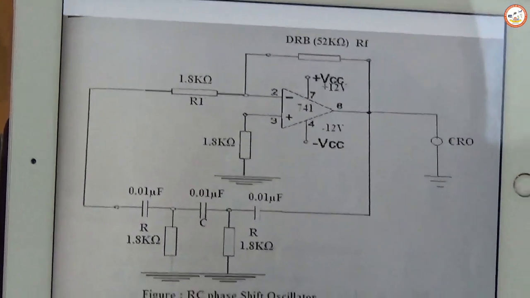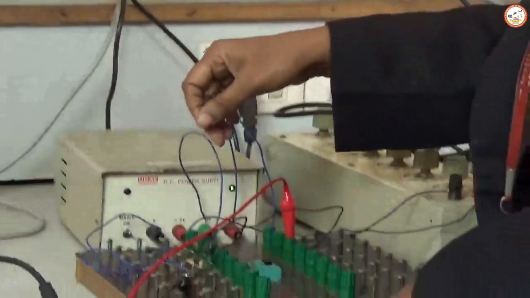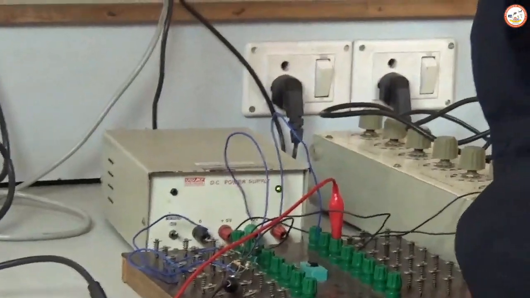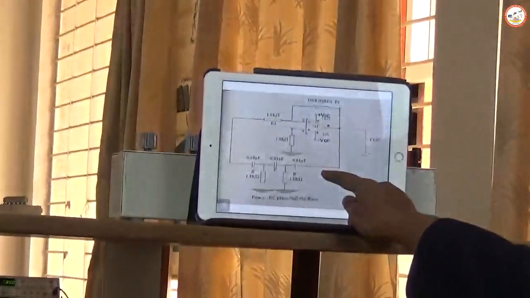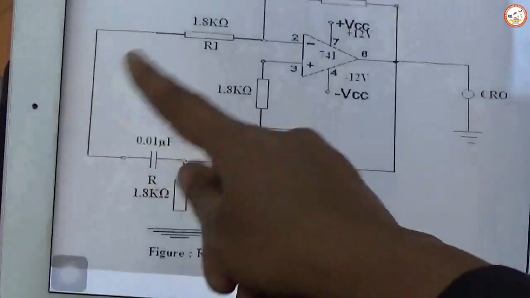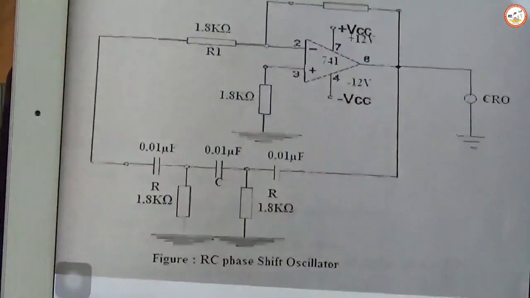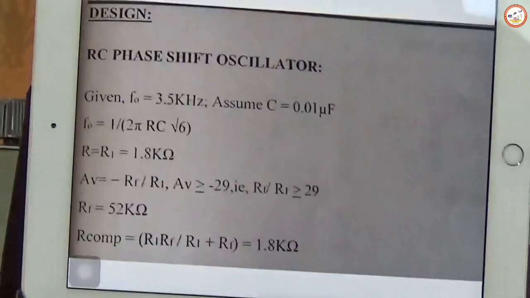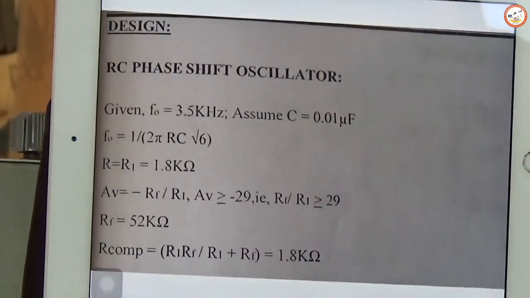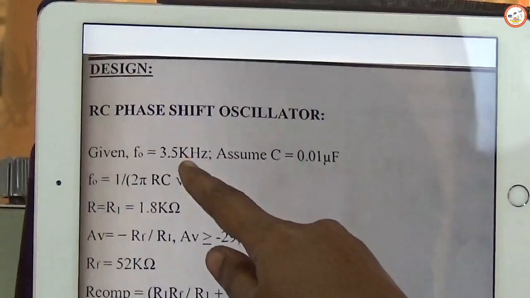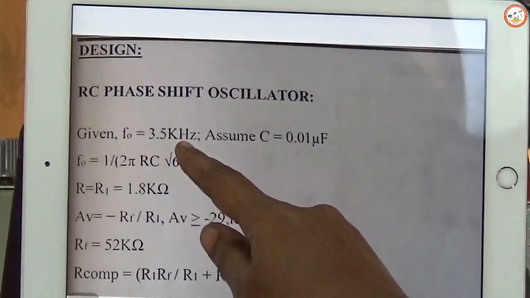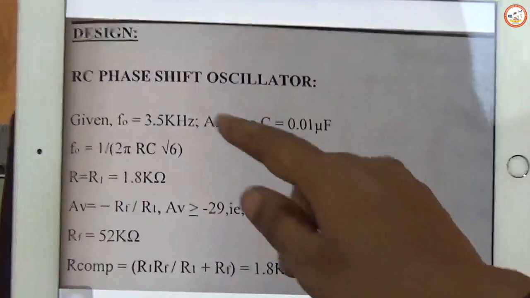Coming to the connections, you can observe the input signal and these 3 RC sections from the 6th pin, which is connected as a feedback from the 6th pin to the input, the second terminal. Coming to the design, how we choose the R and C values depends upon the frequency of operation. If the frequency chosen is 3.5 kHz, that is left to the students to design.